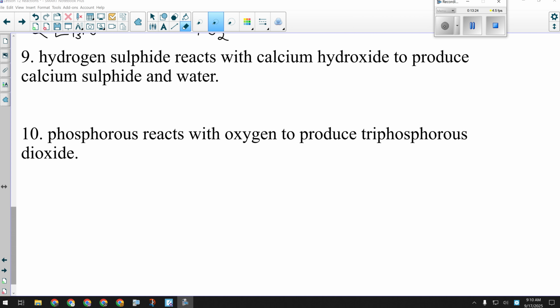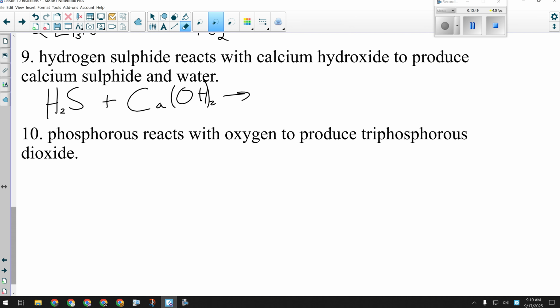All right, so for number 9, we got hydrogen sulfide. Hydrogen listed first means it's behaving as a metal. It is with sulfur, which is a -2. So we're looking at H2S for that. It reacts with calcium hydroxide. Calcium's a 2+. Hydroxide's a polyatomic ion with a charge of -1. Drop and swap. We're going to have a 2 outside the brackets for that.